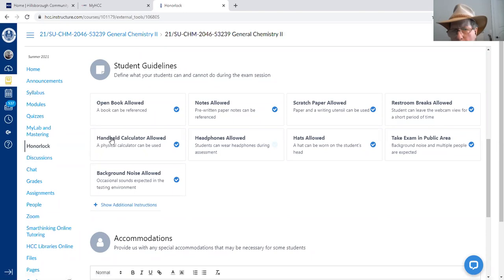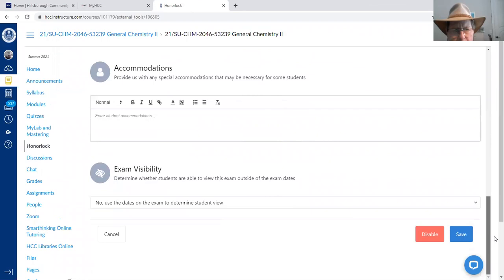Does anybody need to use their headphones? If that's the case, then you're not allowed to use headphones. I've never used headphones in a proctored exam. Okay, good. Thank you, Jessica. You're using them now, though. Oh, yeah. So, guys, no headphones. I can't tell what information's going in there. You're allowed hats. You can take it in a public area. I wouldn't suggest it. And you're allowed background noise. So that's what I'm monitoring, guys.